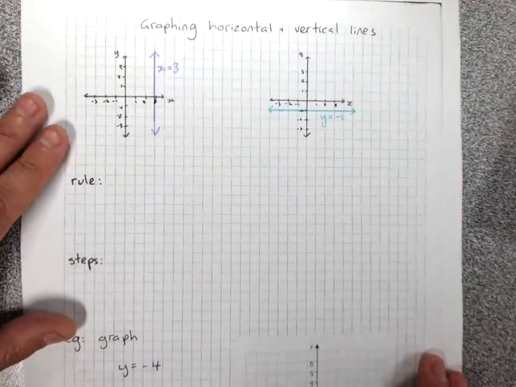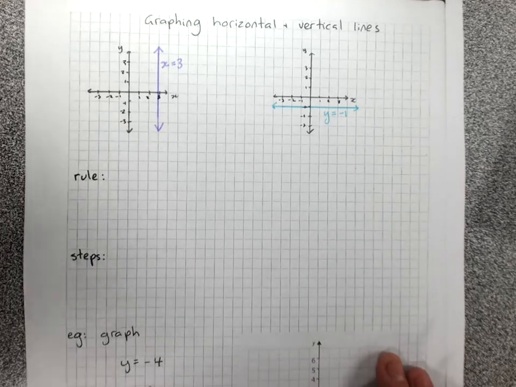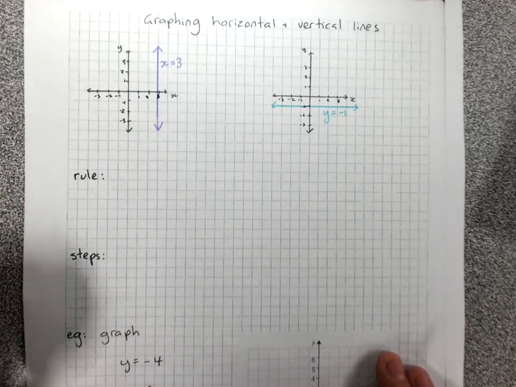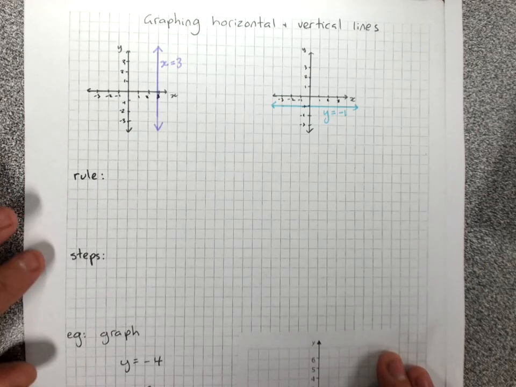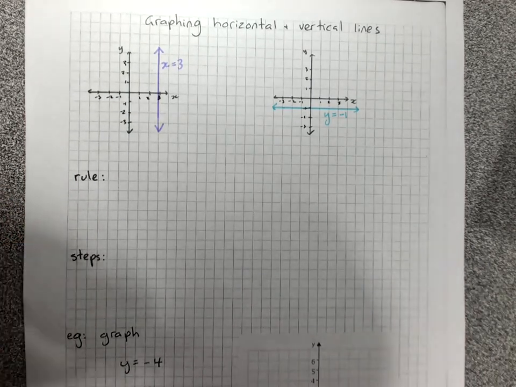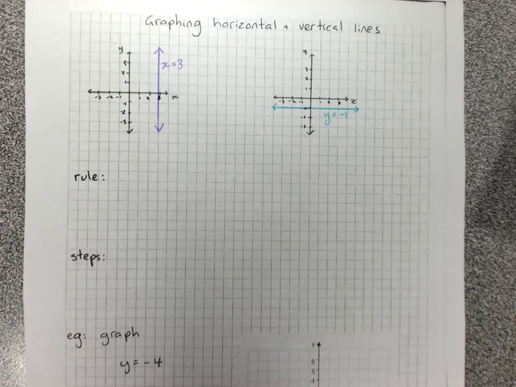Now, we do also need to be able to graph horizontal and vertical lines. If at this point you're feeling a bit swamped, you could stop and graph your straight line practice and come back and watch this later. But actually, horizontal and vertical lines are pretty easy. We've just got to remember one rule.